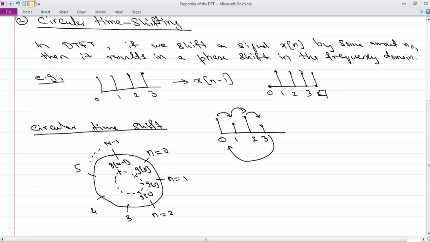Now, different books use different conventions. I prefer this convention. It doesn't matter as long as you're consistent in how you label your outer dial and your inner dial. Okay? So this is the concept of circular shift.